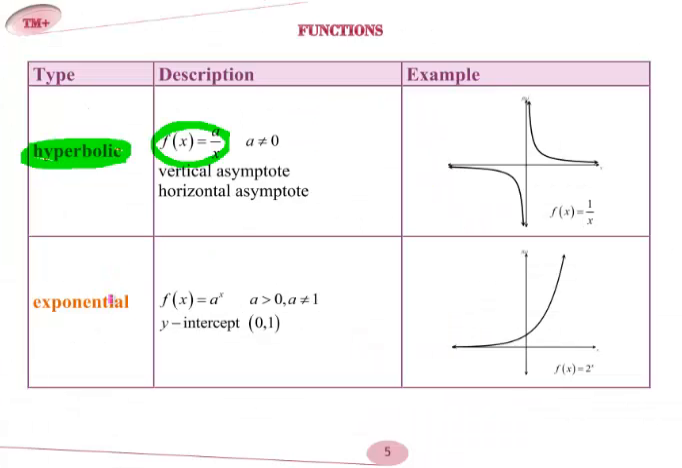Exponential. An exponential function has an exponent in it. So anything to the power of x. And your exponential function looks like that. You might have heard someone saying something's growing exponentially. It's increasing very quickly. The y-intercept is 0, 1. The reason being, anything to the power of 0 is 1.